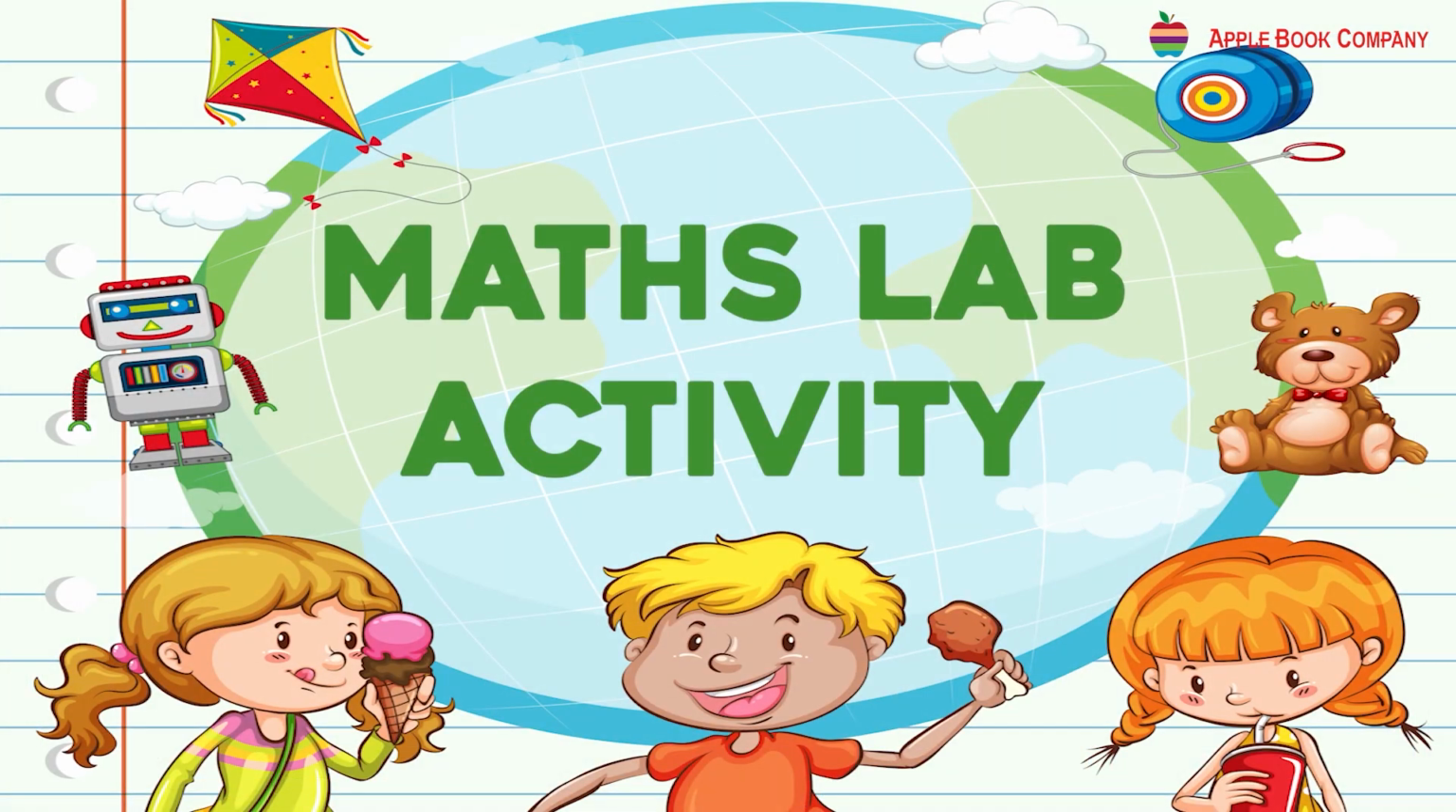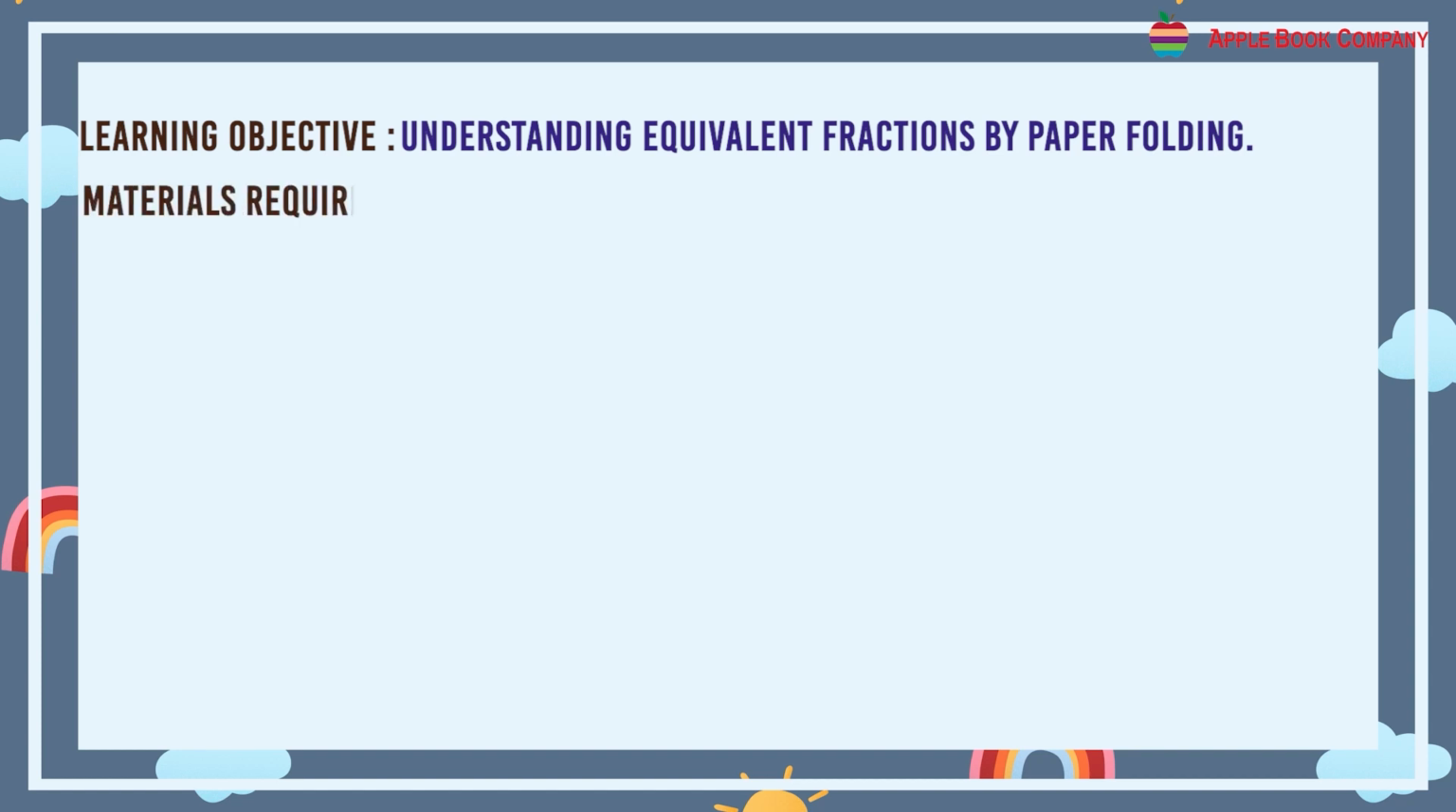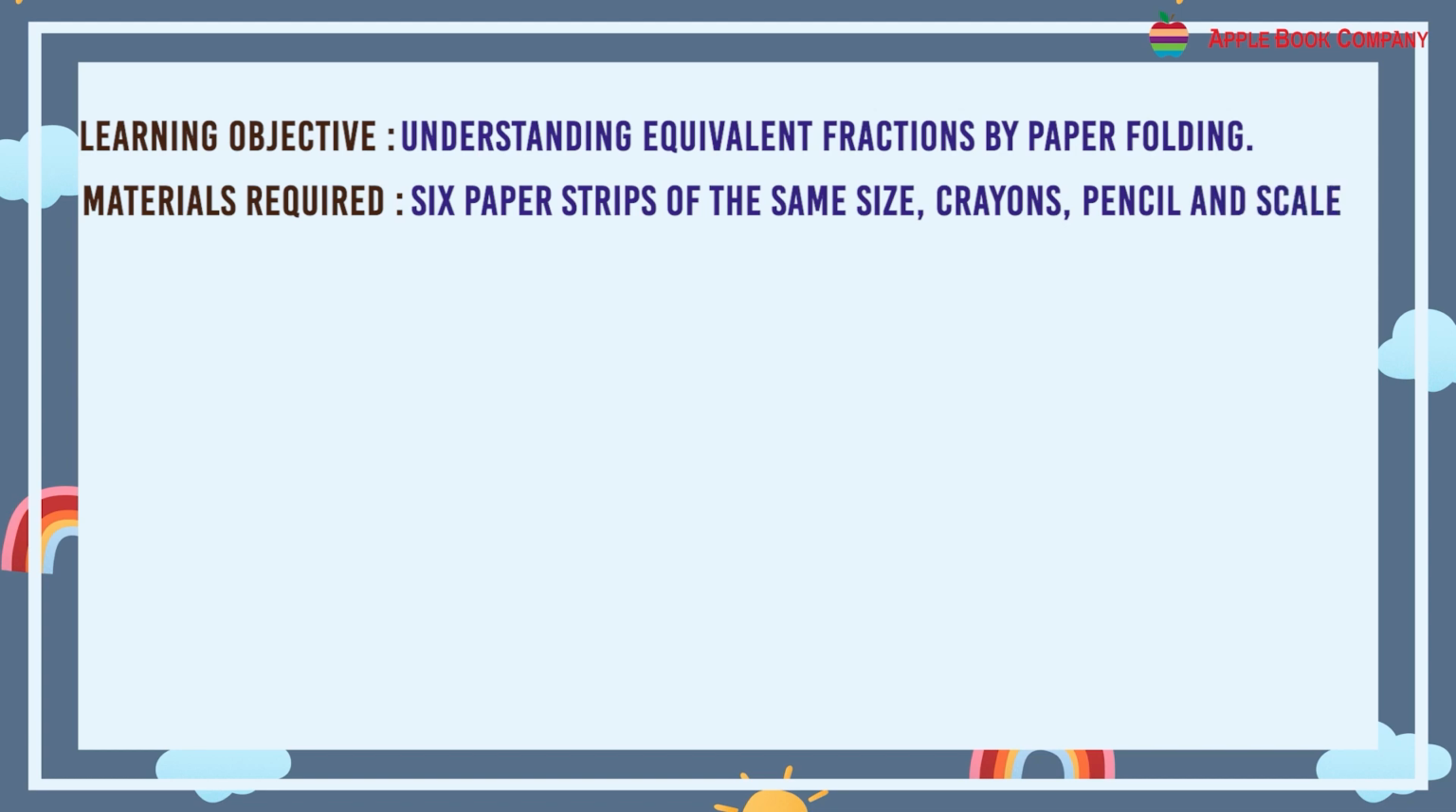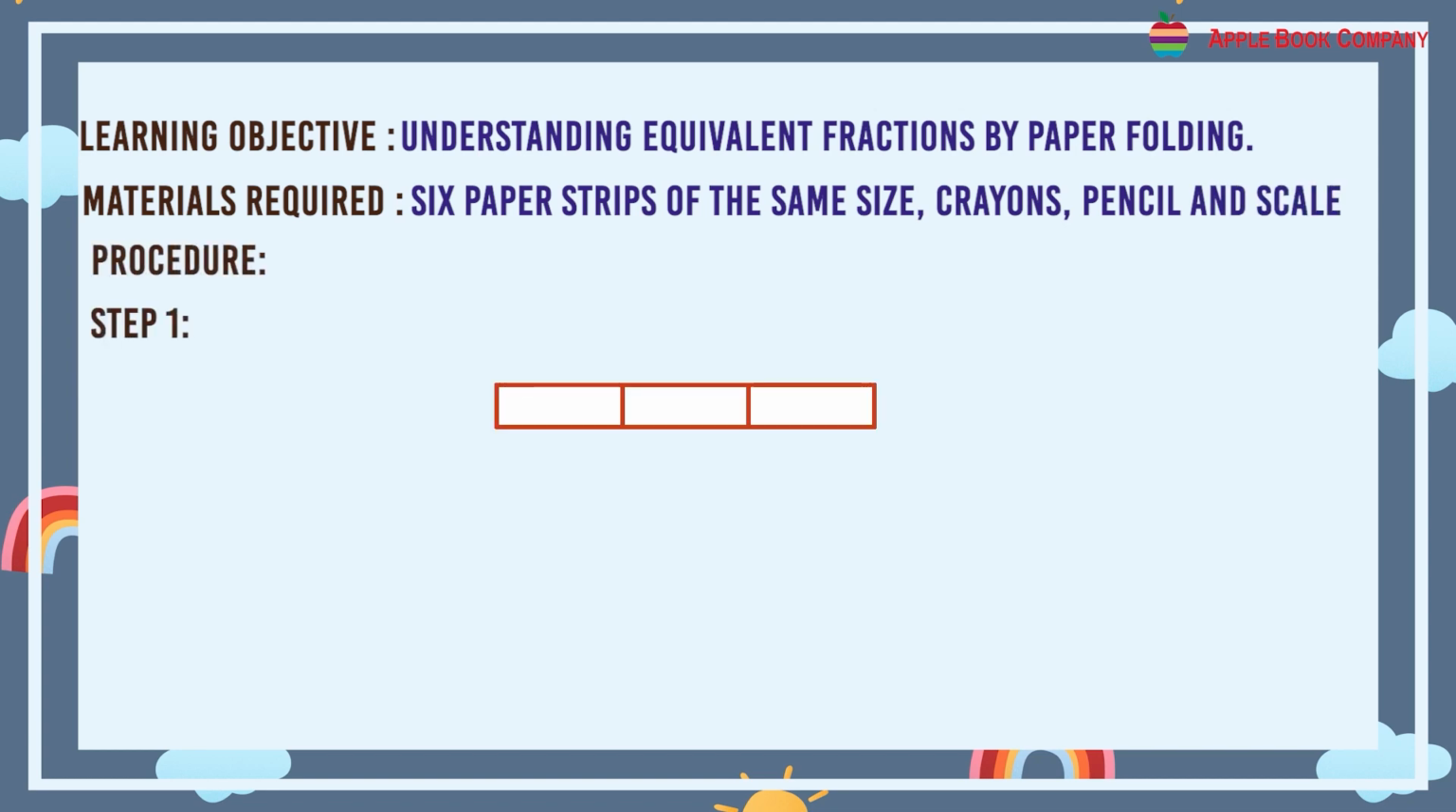Maths Lab Activity. Learning Objective: Understanding equivalent fractions by paper folding. Materials required: 6 paper strips of the same size, crayons, pencil and scale. Procedure. Step 1. Cut out 3 strips of equal size. Step 2. Fold the first strip into 3 equal parts. Then, unfold the strip and draw lines along the folds to divide the strip into 3 equal parts. Shade one equal part of the strip to get the fraction 1/3.